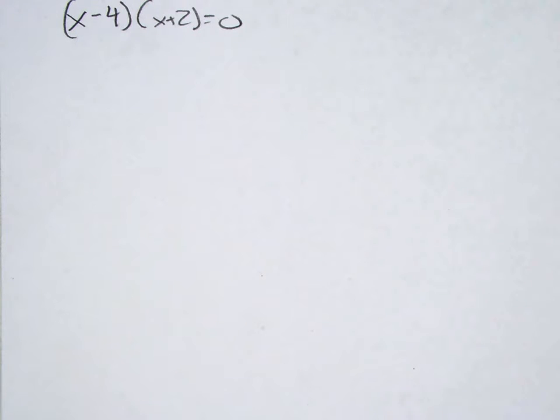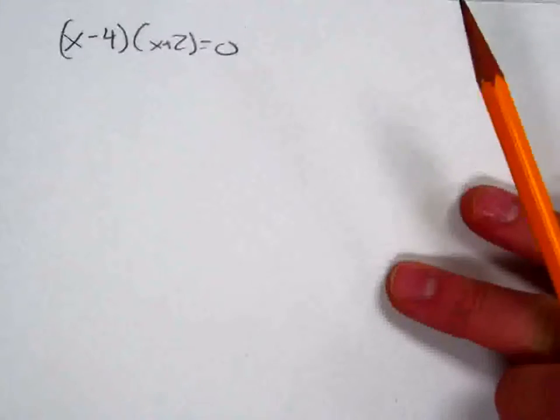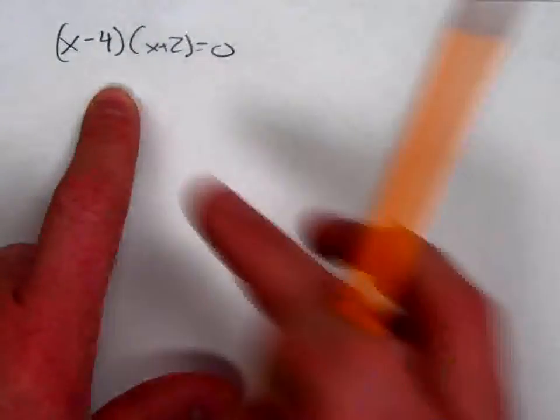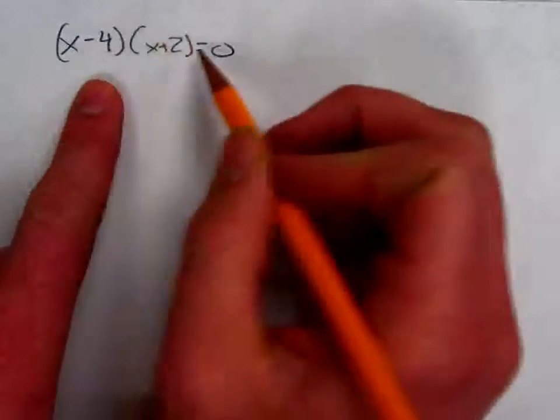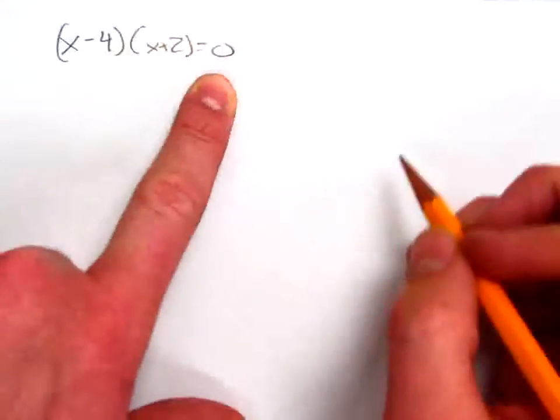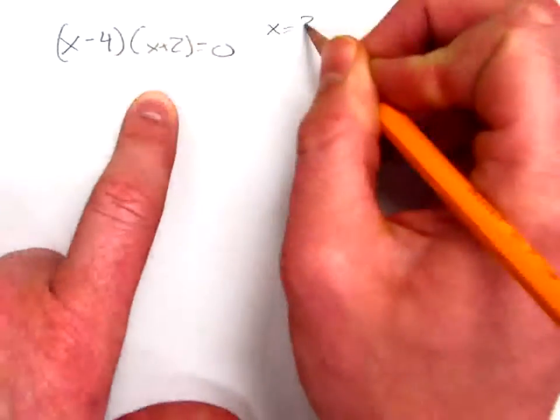Okay, I'm going to show you how to solve quadratic equations by factoring. So I'm going to start with this quadratic equation that's already in factored form. X minus 4 times x plus 2 equals 0. So we're going to try to find the value of x.